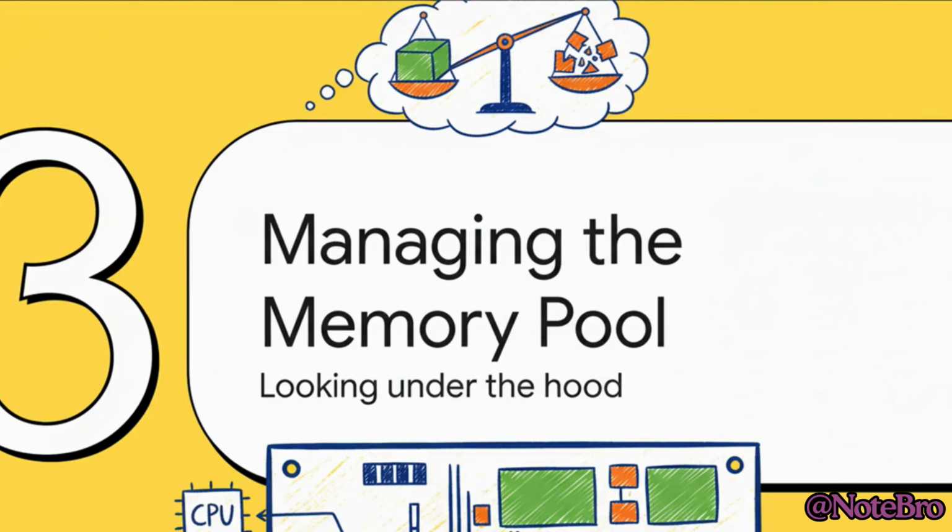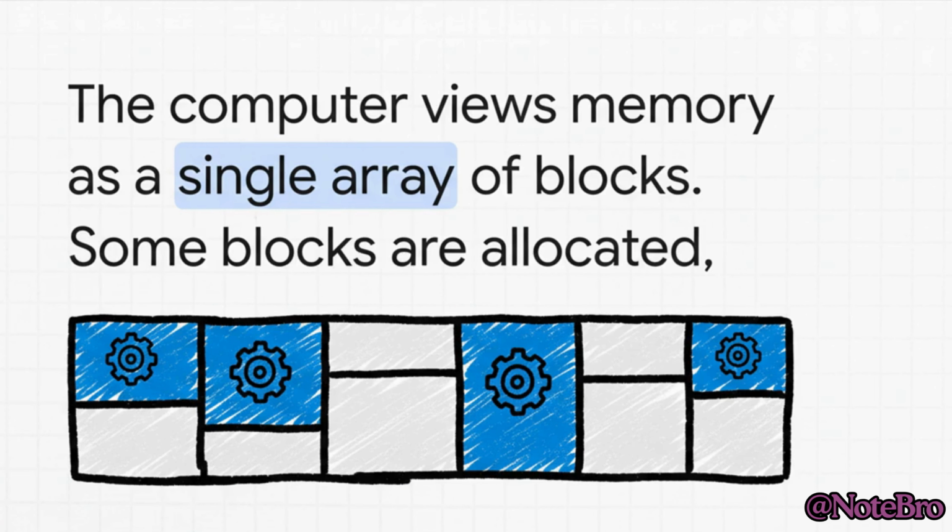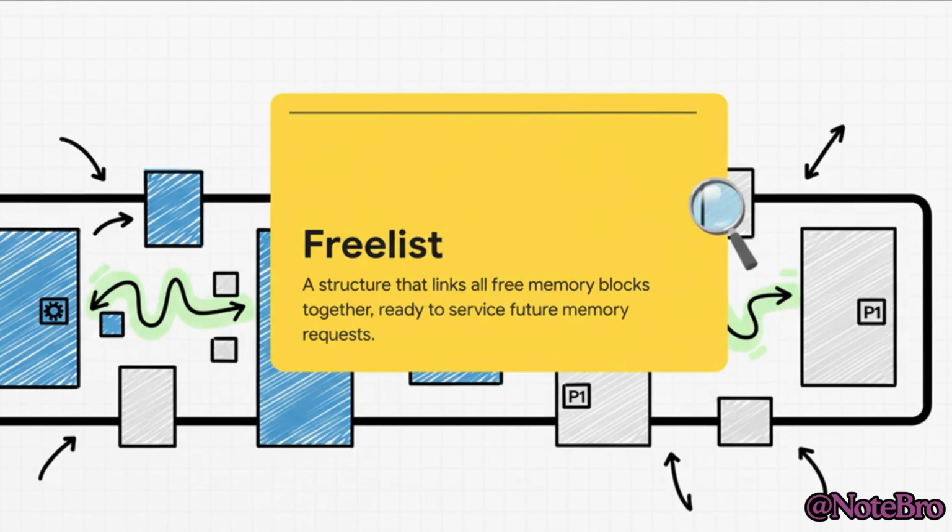Okay, so this all sounds fantastic, but how does the computer actually do it? How does it manage this whole on-demand system without getting completely lost? Let's pop the hood and take a look. So, to the part of your computer managing all this, memory just looks like one long strip of blocks, kind of like a giant Lego board. Some of those blocks are already being used, they're allocated. And the others, they're free, just sitting there, waiting for a job. Now, the secret weapon for keeping all this organized is something called a free list, and it is exactly what it sounds like. It's a list of all the free blocks of memory. Think of it as the manager's little black book, keeping track of every single available spot.